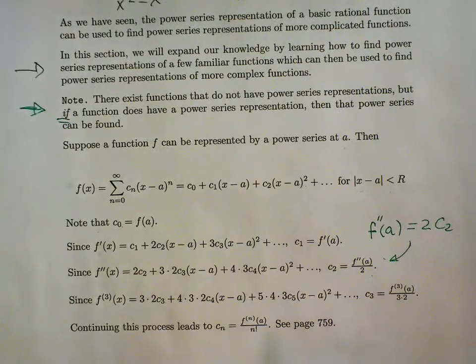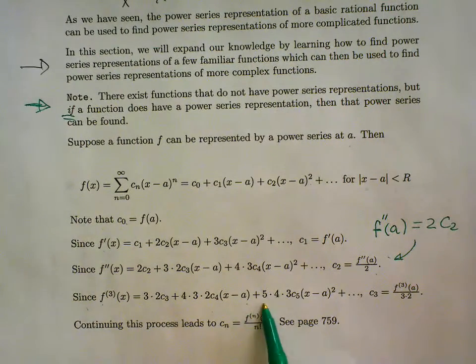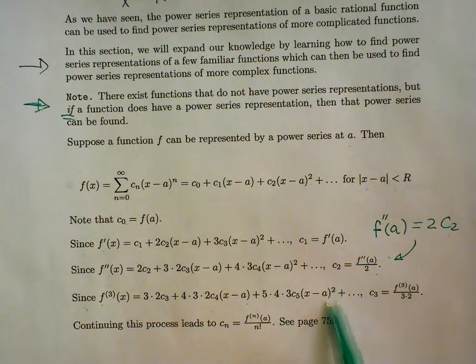Okay, we'll do one more derivative. The third derivative of f, we just take the derivatives term by term. This time we get 3 times 2 times c sub 3 plus 4 times 3 times 2 times c sub 4 times the binomial x minus a, and then plus 5 times 4 times 3 times c sub 5 times the binomial x minus a to the second, and so on.